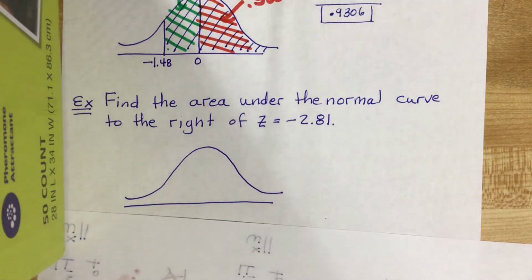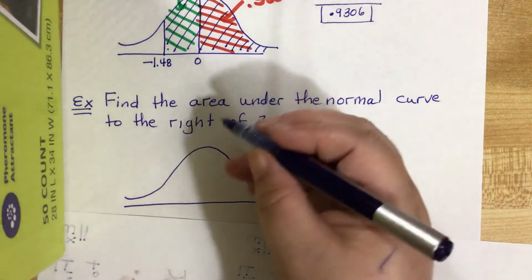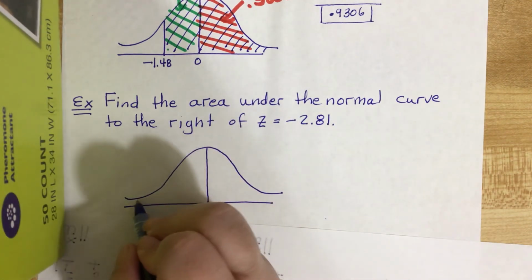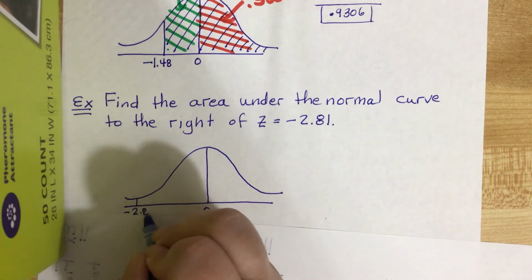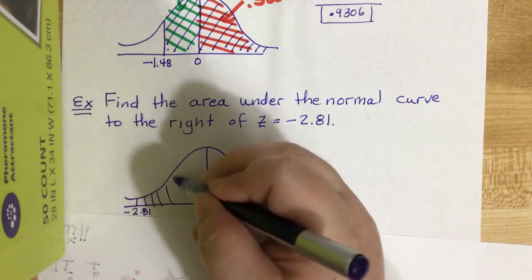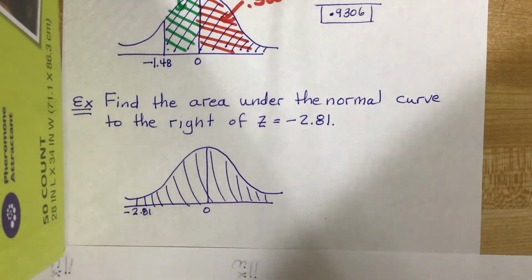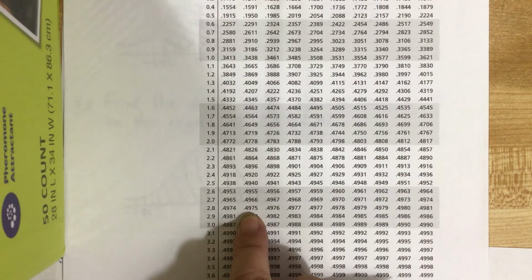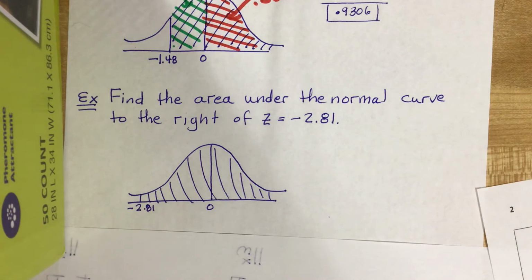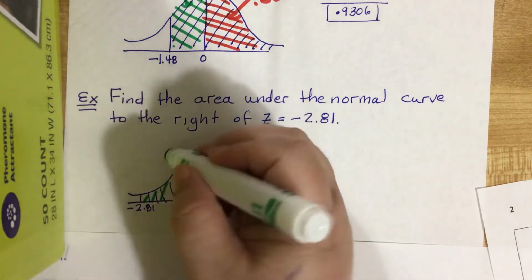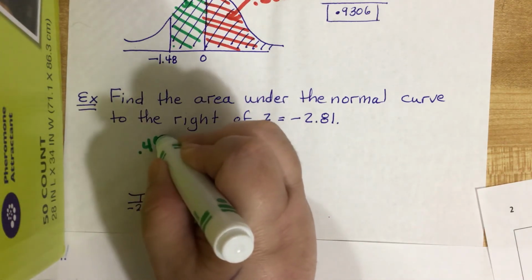We want to find the area to the right of negative 2.81. So 0 in the middle, negative 2.81 somewhere over here. We want the area to the right of that. When I look up 2.81, I get 0.4975. So that is this area, 0.4975.